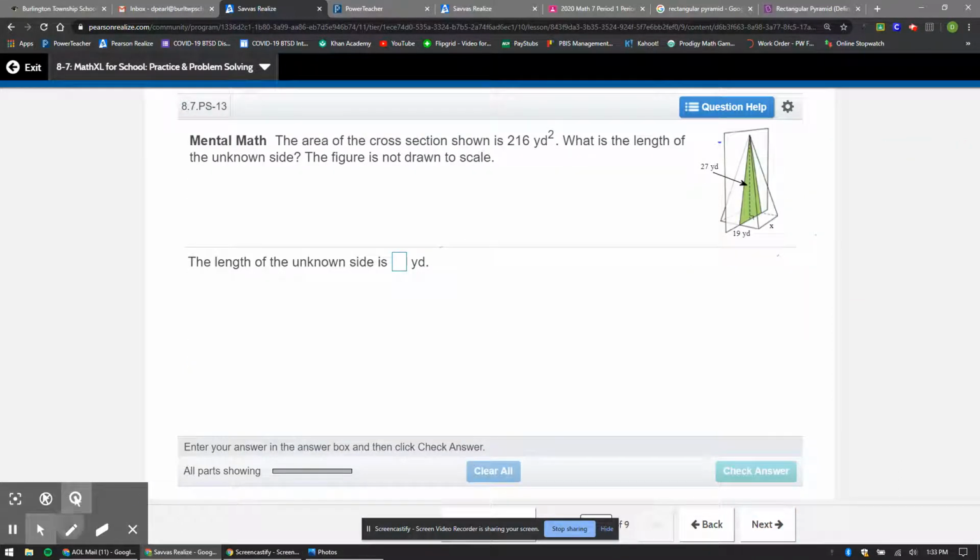For this one, you need a little bit of algebra. The area of the cross section shown is 216 yards squared. What is the length of the unknown side? The figure is not drawn to scale. So what shape is this? This is a triangle. Now, what is our formula to find the area of a triangle? Area equals 1/2 base times height.